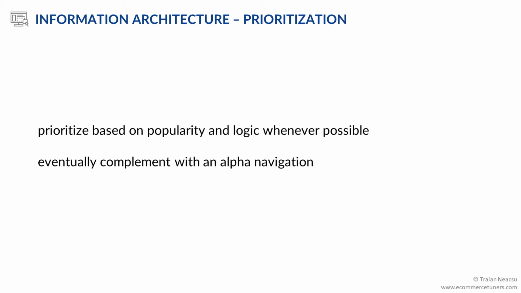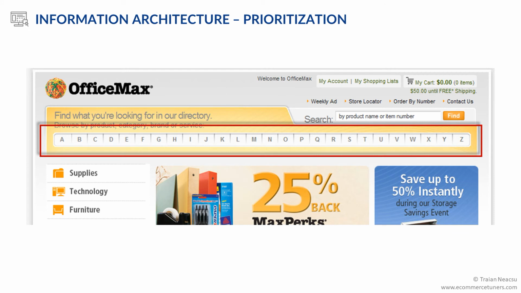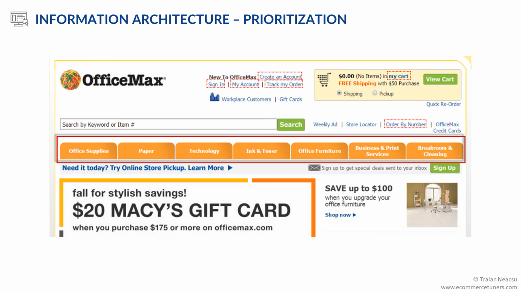Ordering categories or items alphabetically is not always the best option. You should prioritize based on popularity and logic whenever possible, and eventually complement with alpha navigation if user testing proves that such type of navigation is indeed useful. This is a screenshot from an older version of primary navigation on Office Macs featuring alpha navigation. And this is a newer screenshot after Office Macs tested the alpha navigation and reverted to the category name navigation.